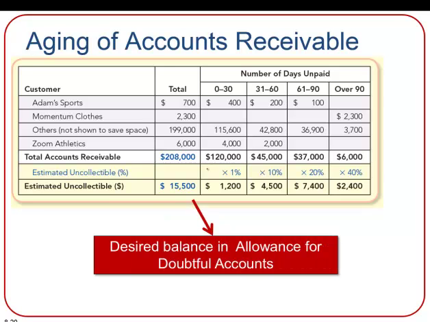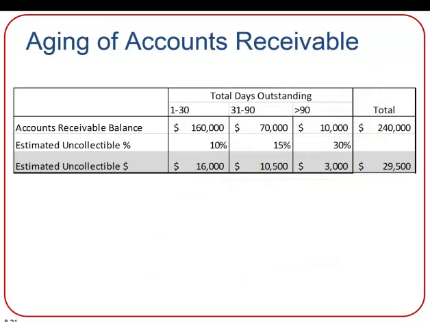So there's that $15,500 we solved for. That's the desired balance in the allowance for doubtful accounts. If you're following along on your notes page, this example is given. The estimated uncollectible is the product of the outstanding balance multiplied by the estimated uncollectible percentage. So $160,000 of accounts receivable is outstanding from 1 to 30 days, and we're going to multiply that by 10%. That's the percentage that we estimate will be uncollectible to get an estimated uncollectible amount for that time period.